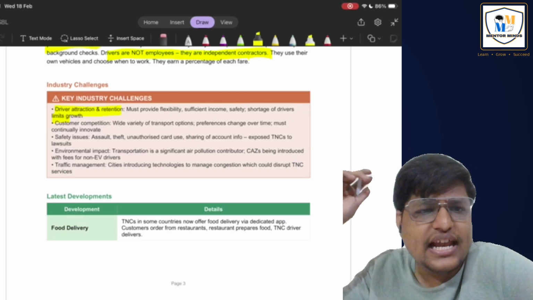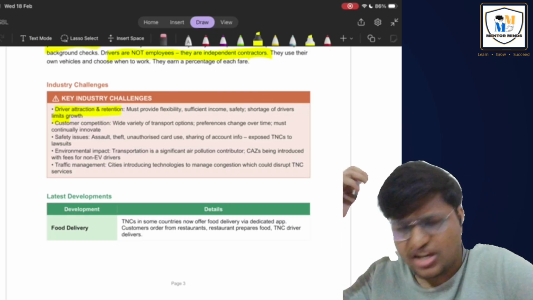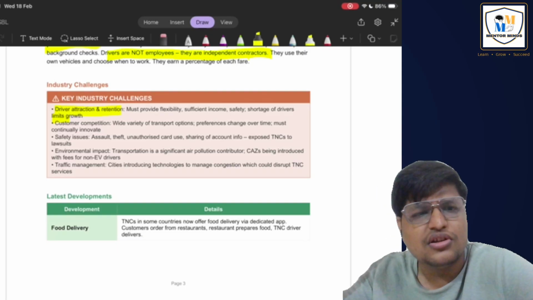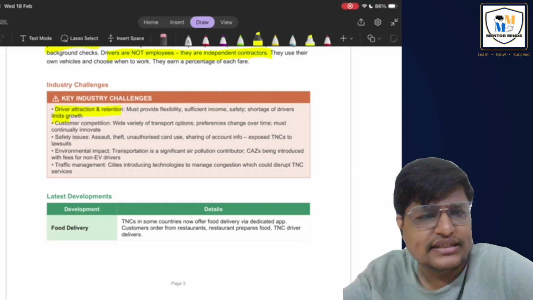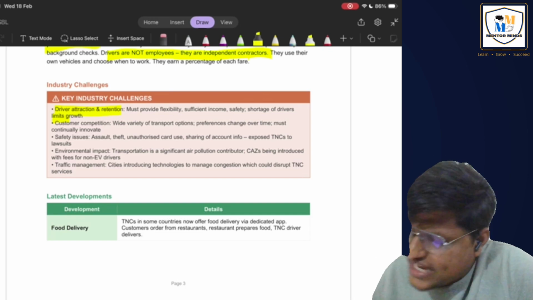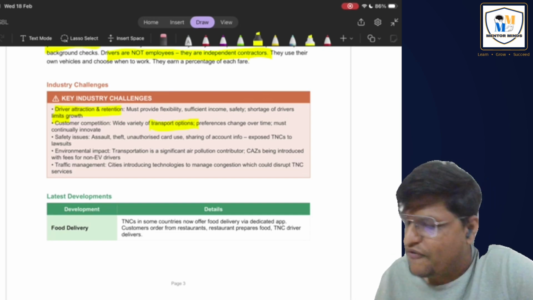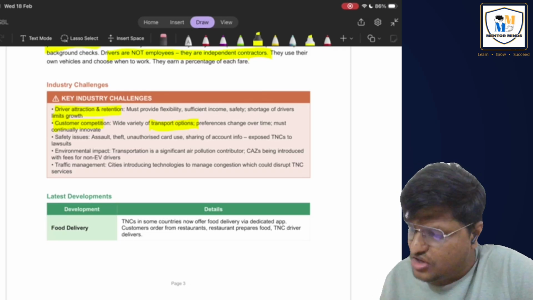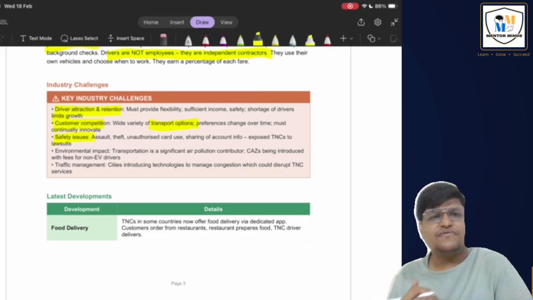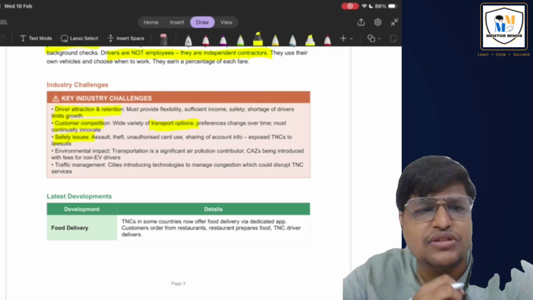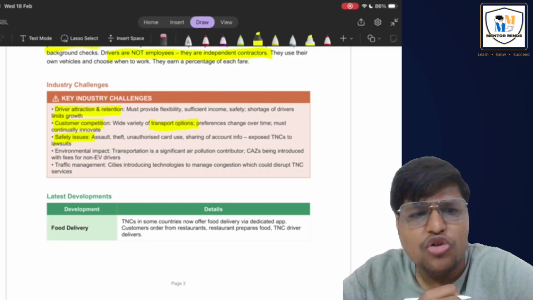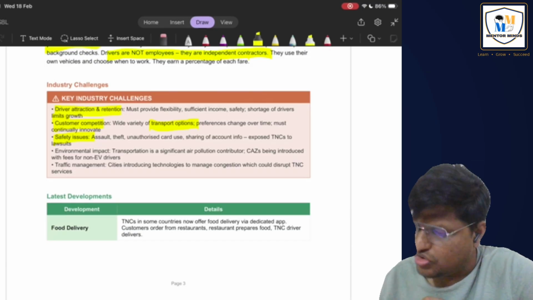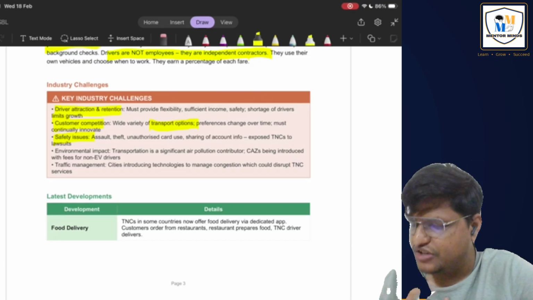Then obviously there are multiple apps. The customer has various transport options. He can travel by metro, by bus. Not necessarily he will travel by taxis. As they have various transport options, preferences change all the time. So second is customer competition. Third is the safety issues. Sometimes there can be some theft, or unauthorized car use, or maybe sometimes technical frauds can be there. So now we need to take care of all the safety issues.